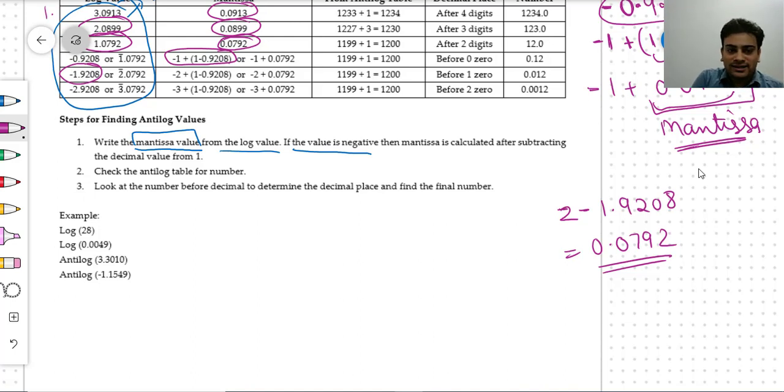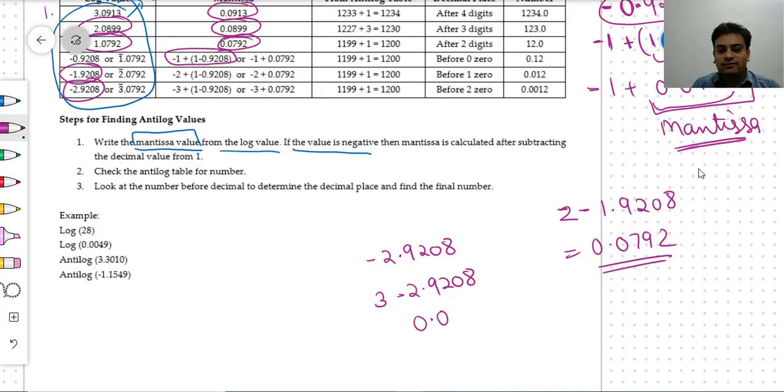Correct? Clear? So let us look at the third example, where the log value is negative 2.9208. Again we can understand that my characteristic is -3. In order to find the mantissa value, we can subtract this value from 3. That will give me 0.0792. The point is the mantissa value is the same here, because I have taken the log values for the same number.